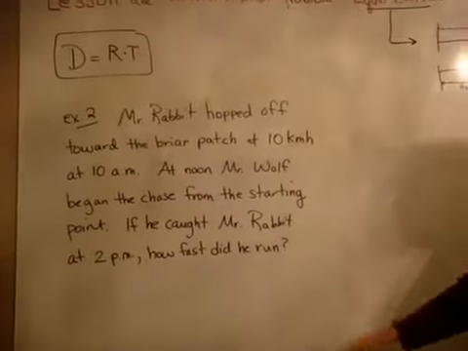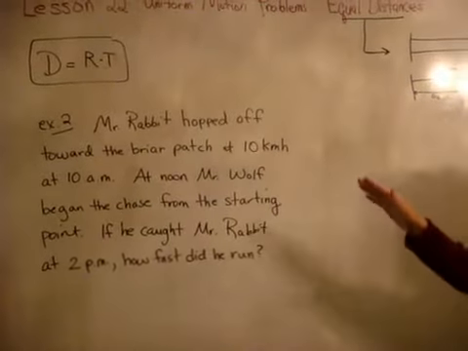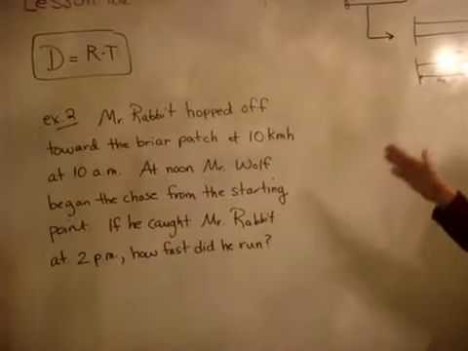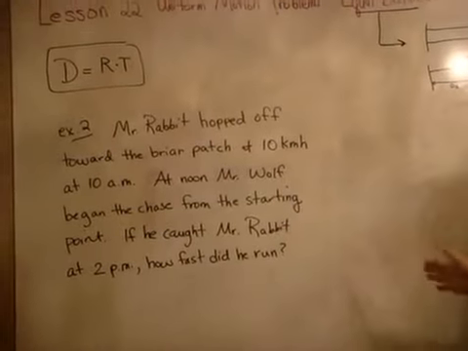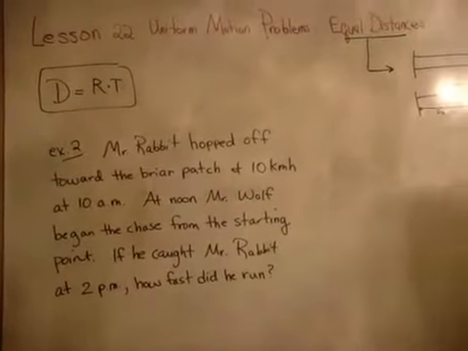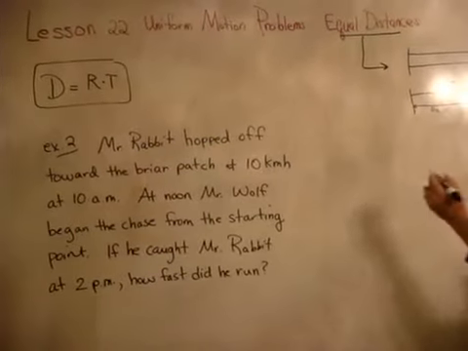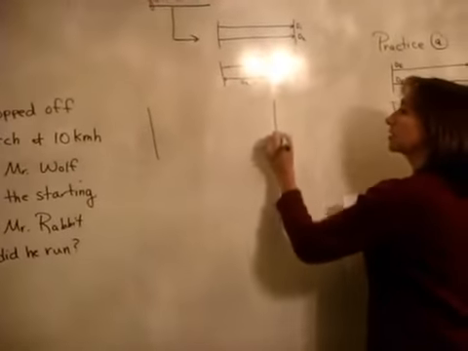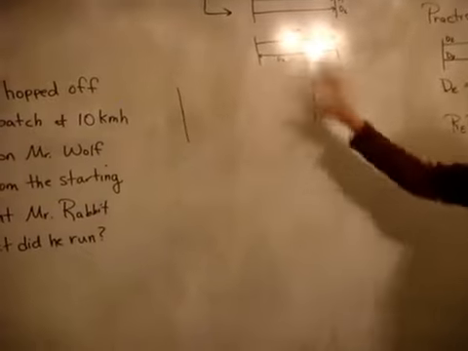So, looking at this problem, we know that the distances are the same. They started from the same starting point, and when the wolf caught the rabbit, that was the end, so they had the same ending point. So we're going to draw, you always start out first drawing your two parallel lines and setting up your picture.